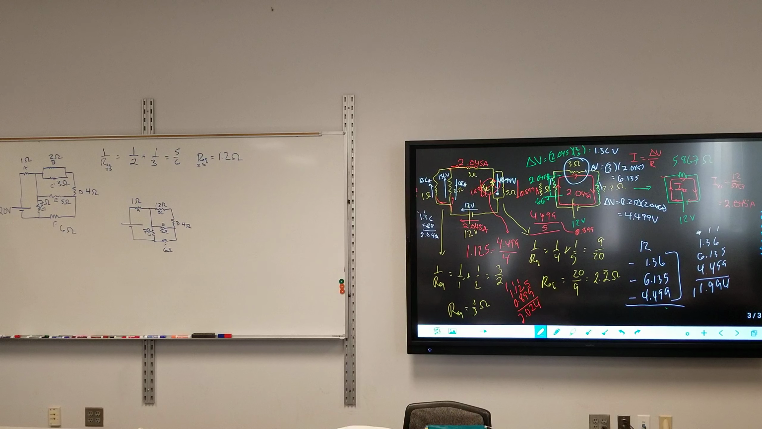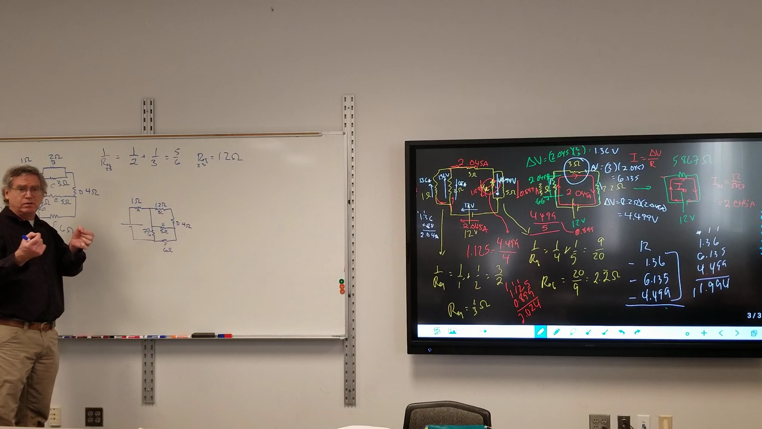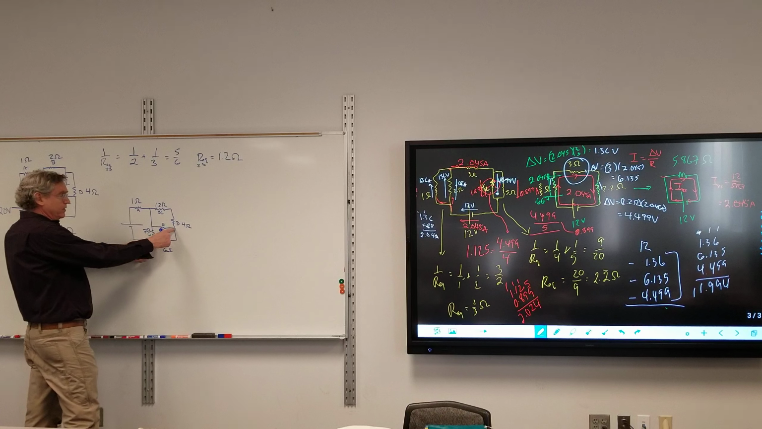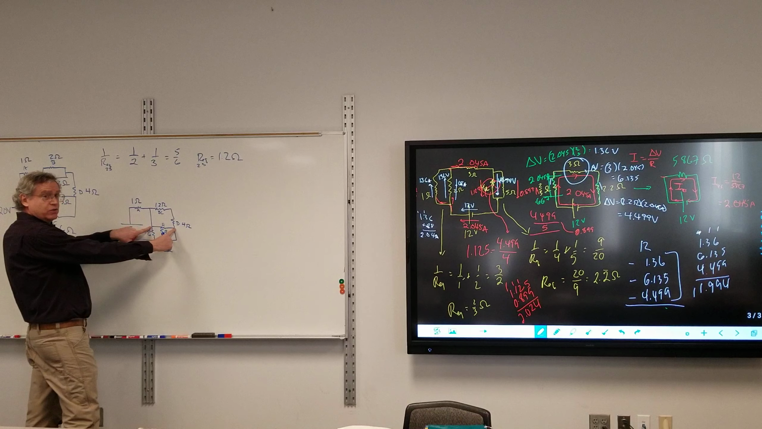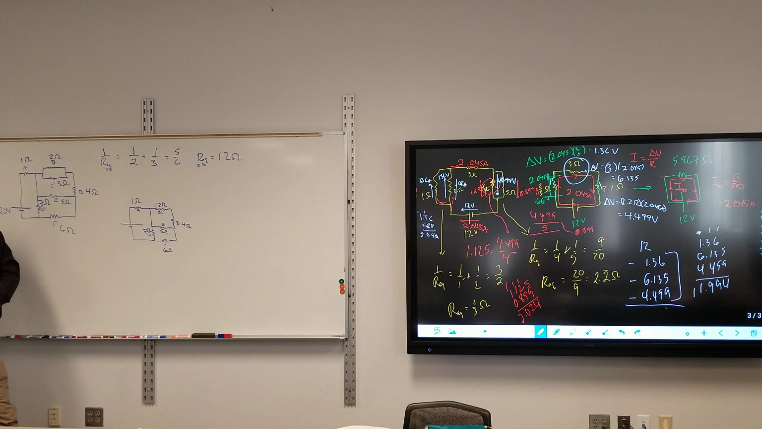E and F. Series or parallel? If they're parallel, then there should be a junction at both ends of it and nothing in between. But F has these two junctions, E has these two junctions, so they don't even have the same junctions at each end, so we cannot add E and F yet.